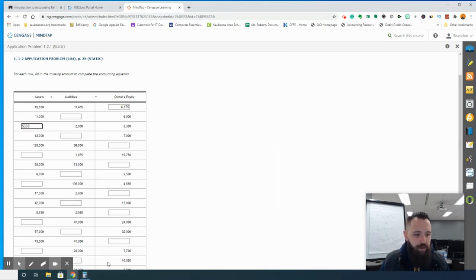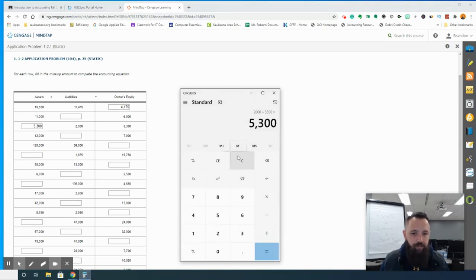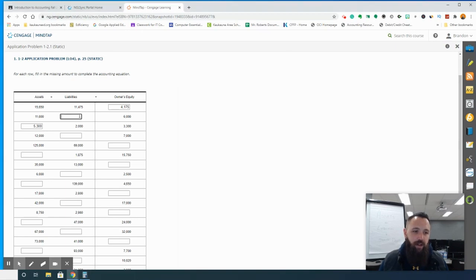Looks like I skipped one. All right, there we go. Sorry, I did skip one. If we look at this section here, we're missing a liability. But once again, we just need to find the difference between this. So we'll take 11,000 minus 6,000, and we should have 5,000 here.